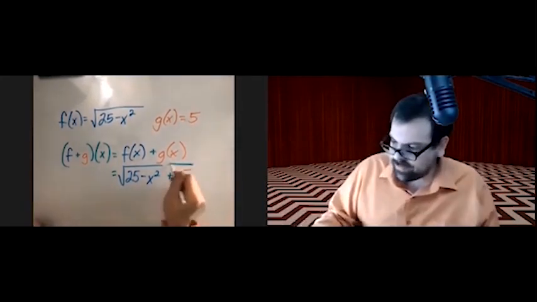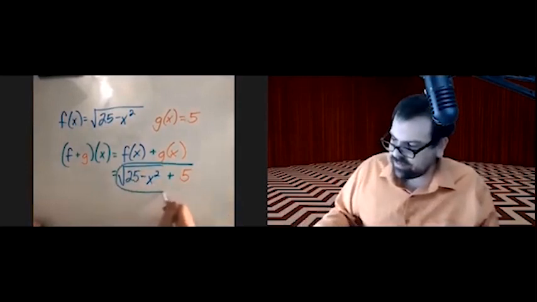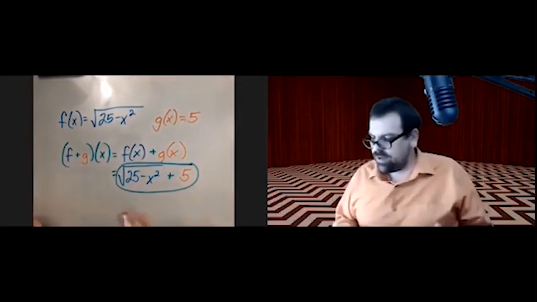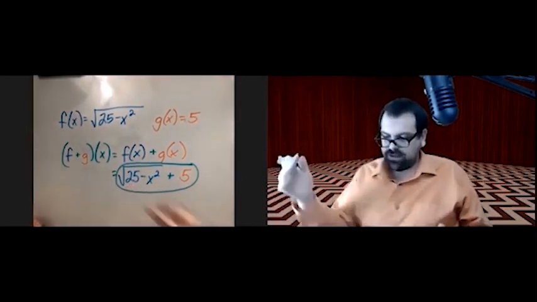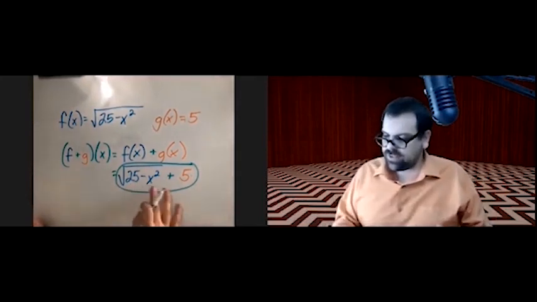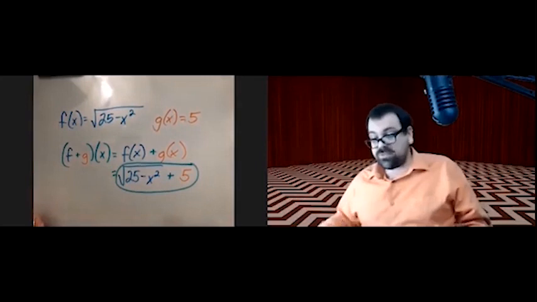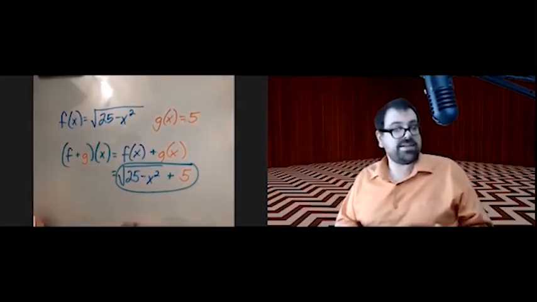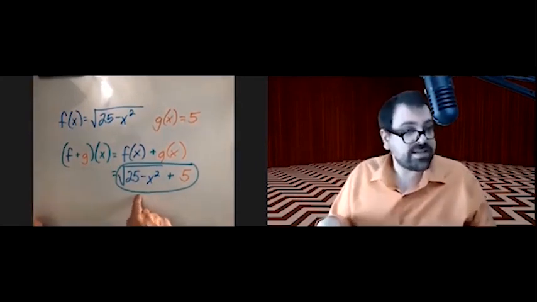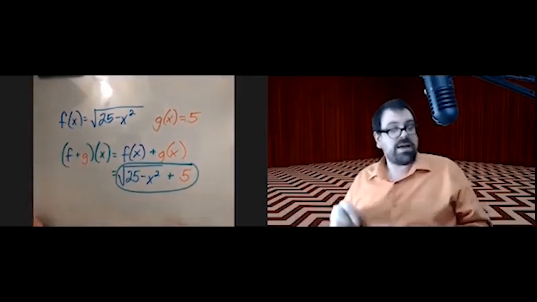And that's it. We can't combine that at all. The 5's not under the square root. We can't just take the square root of 25 when it's the square root of this expression. So that's as far as we can take it. That's the final answer: square root of 25 minus x squared plus 5.